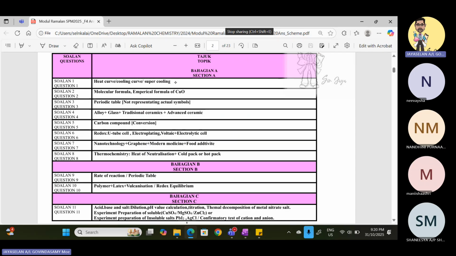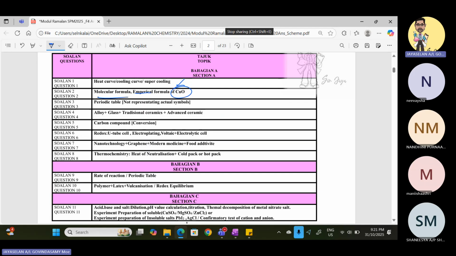So this year we target the super cooling curve, heating curve. Super cooling, you have to memorize this. And the questions in the module you want to do extra. This experiment is very important. Definition of molecular formula has not come out yet, and empirical formula definition will not come out. Predictable: alloy, glass, traditional medicine, advanced ceramic are very important this year. Carbon compound conversion, every year it falls here, this year it falls above.